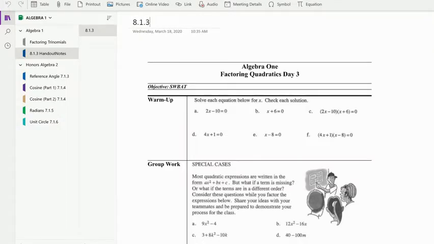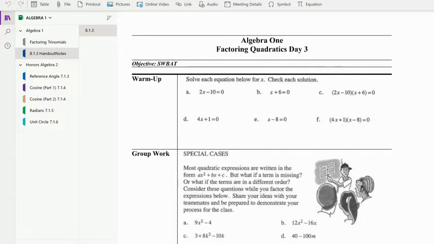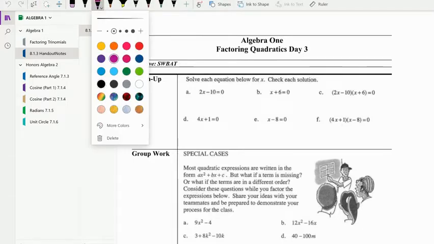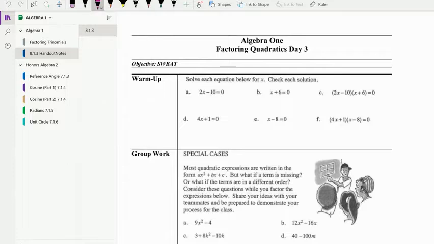Welcome back. I am using the 8.1.3 student handout. It's a link on Monday's assignment. And so if you guys can just make sure you have that printed, we're going to go ahead and go through this together. So the first section is just solving each equation for x and then checking your solution.